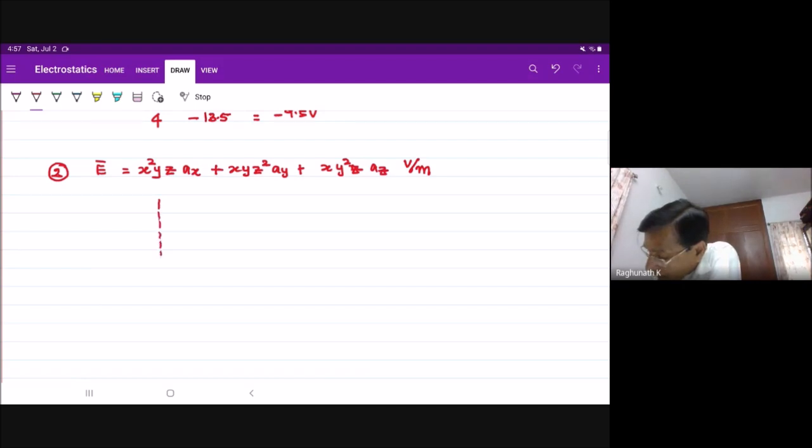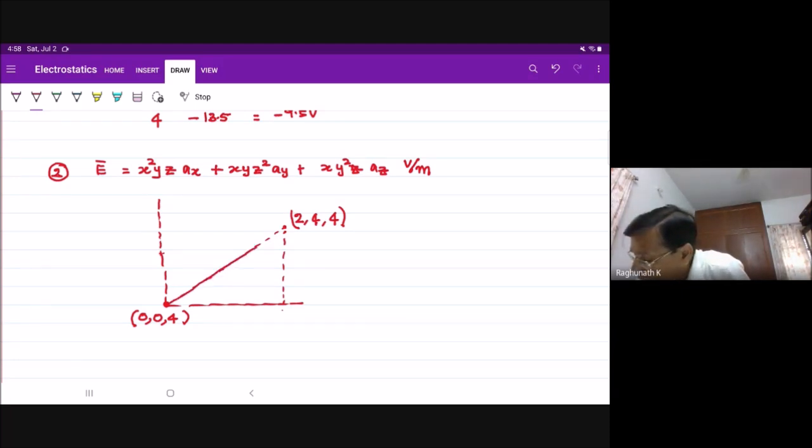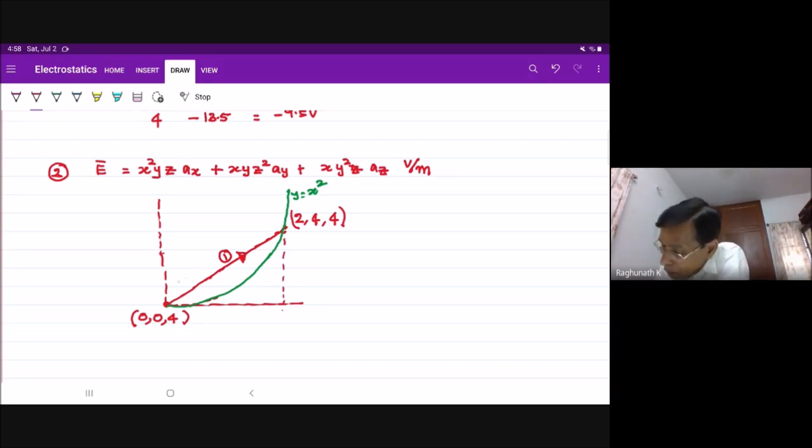I want to determine VAB between the points (0,0,4) and (2,4,4), along two paths. One is a straight line path, another is along the parabola y is equal to x squared. First one is, what is the path? y is equal to 2x.